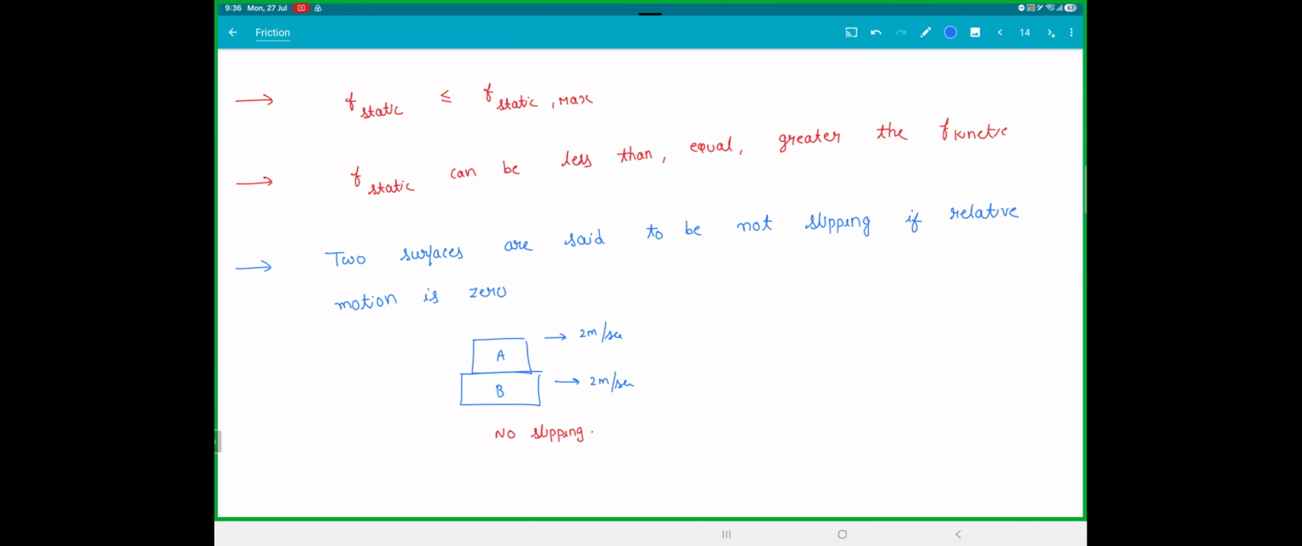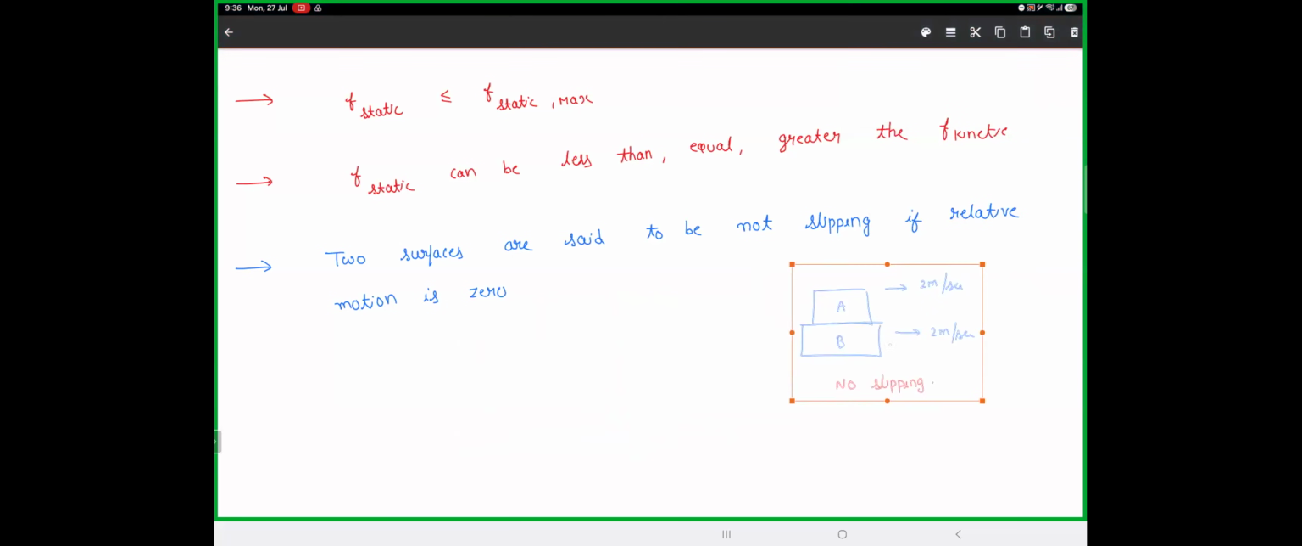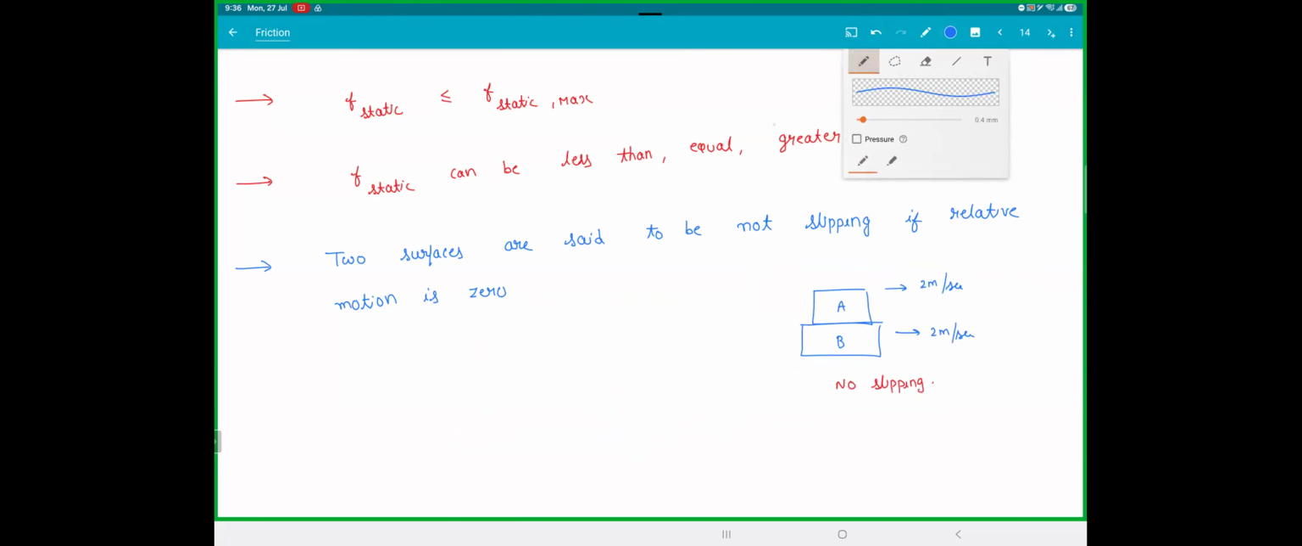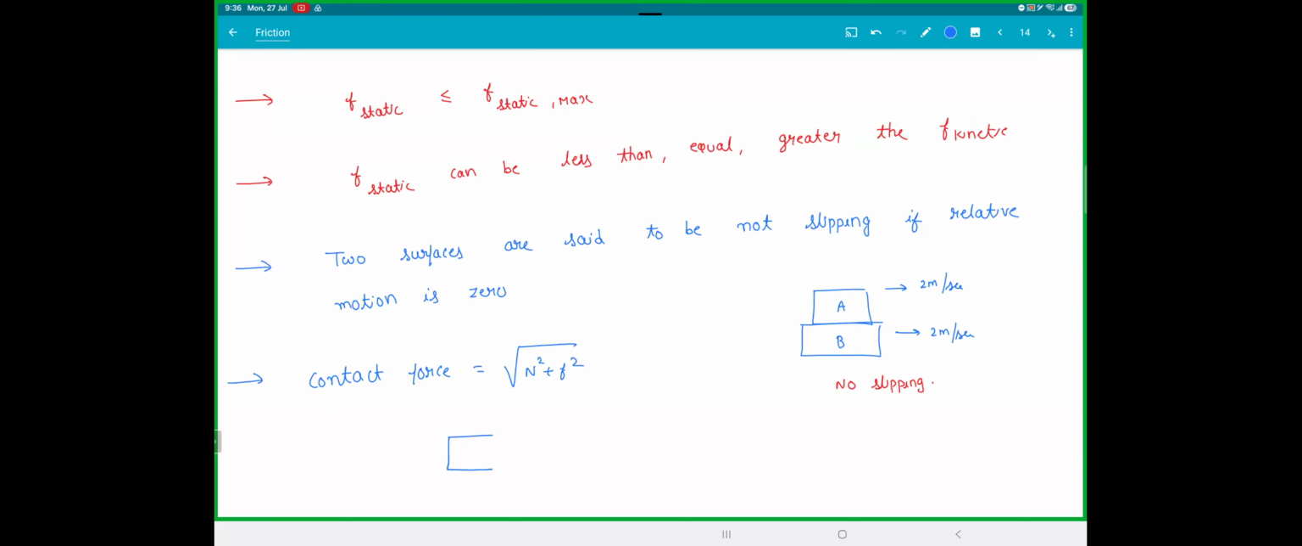And then we also define something called a contact force. Look at the word contact force. This is the force because you are in contact. So whenever you touch a body, you get two forces, normal reaction and friction. Both are coming because of contact.